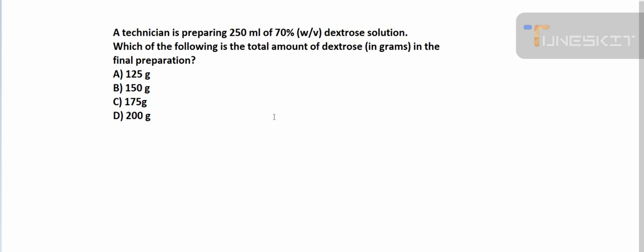Everyone. So we have a calculation. In this calculation, we can see that a technician is preparing 250 ml of 70% weight by volume dextrose solution. Which of the following is the total amount of dextrose in grams in the final preparation?